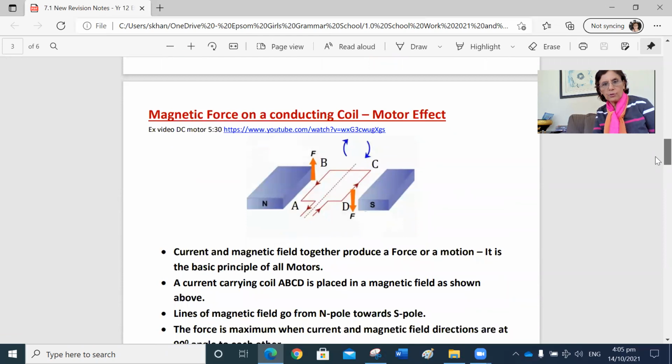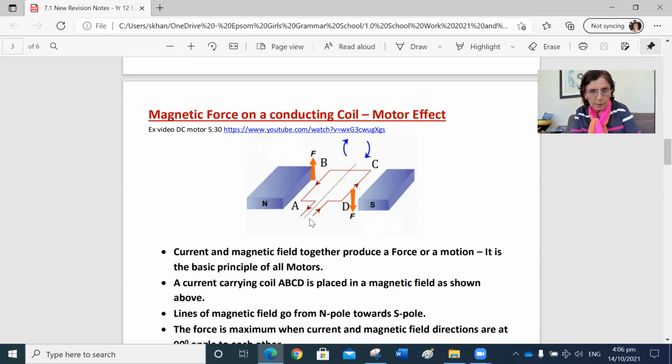How we make use of that is in electric motors, and that's why it's called the motor effect. So instead of a single wire, there is a coil of wire which is placed in the magnetic field. In real life, there will be many, many coils.